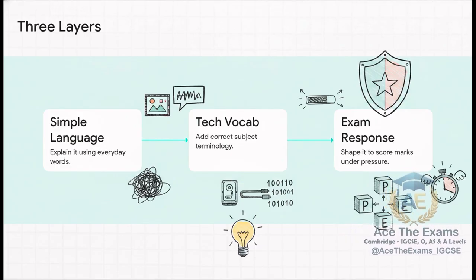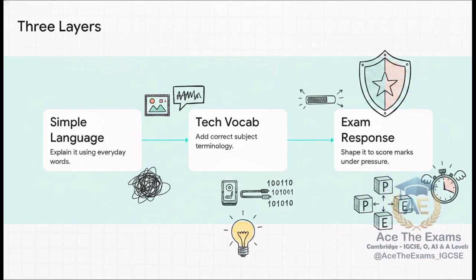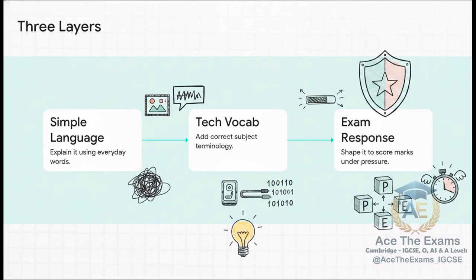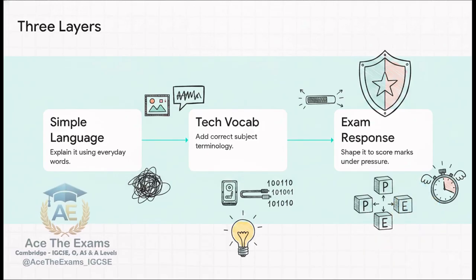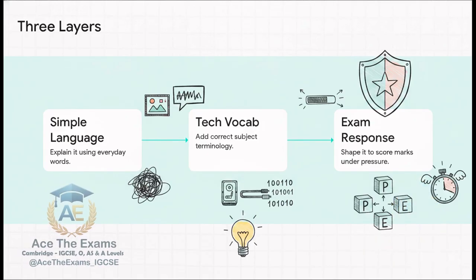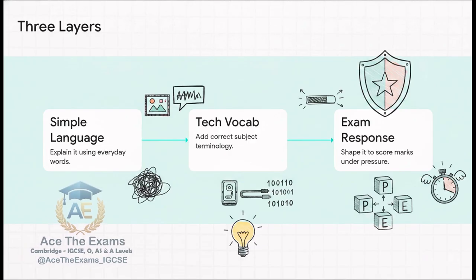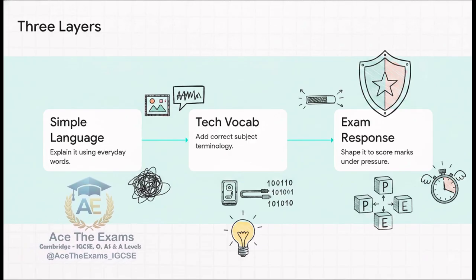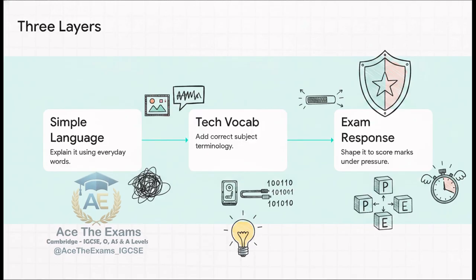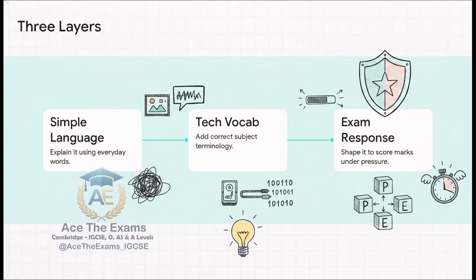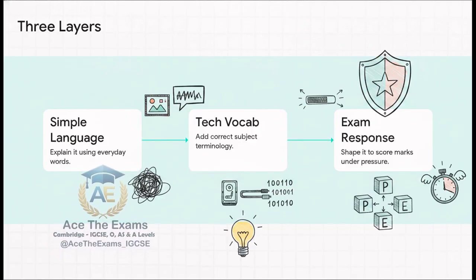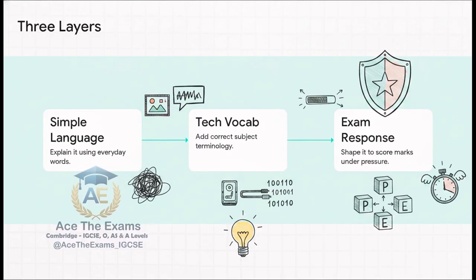Layer 1 is simple language. In your head, you might say, well, if I make the picture clearer and add way more colors, the file gets super big and takes forever to download. That's factually true, but it doesn't score any marks at Cambridge level. Layer 2 adds the technical vocabulary. You upgrade that thought to, increasing the image resolution and color depth increases the file size, which requires more bandwidth to transmit. Okay, much better, we are getting warmer.